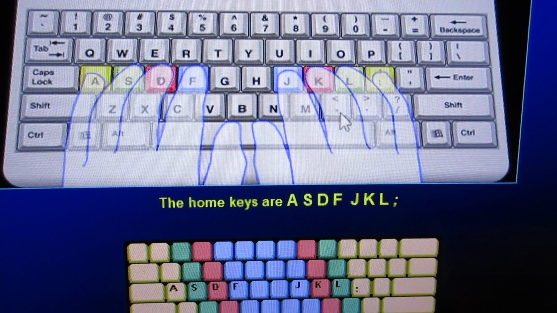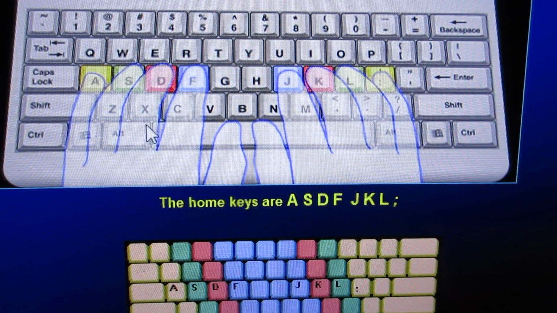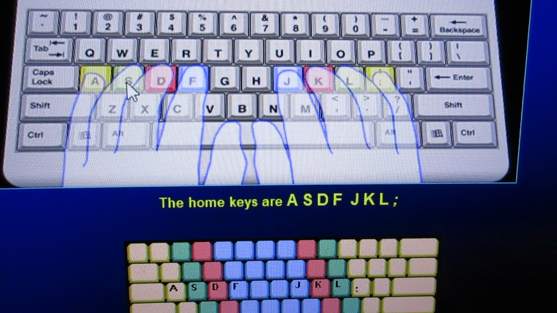Okay, so place the fingers of your left hand on the home keys as follows. First finger, which we also call the F finger. Second finger, which is the D finger. Third finger, which is also called the S finger. And the fourth finger is also called the A finger.